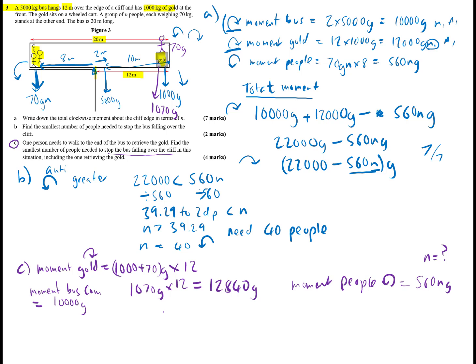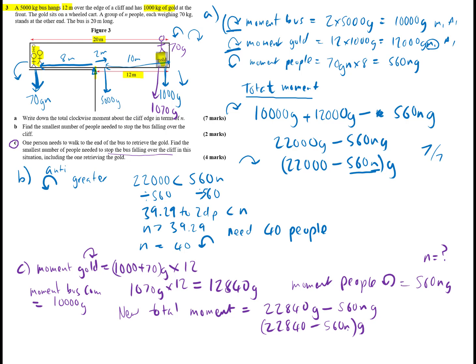So the new total moment is going to be adding the two clockwise moments together, 22,840g minus 560ng. We could leave that like that, or we could factorise the g out. That's the new total moment.